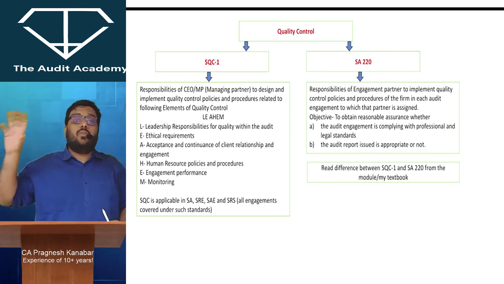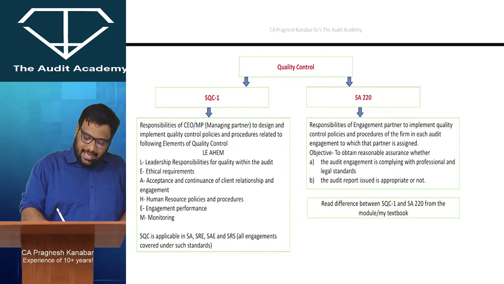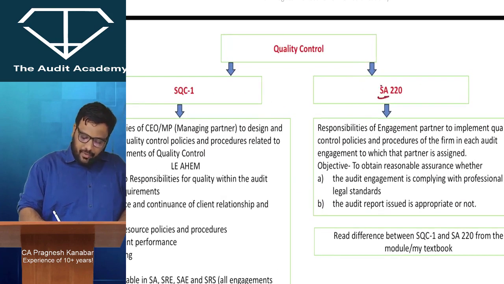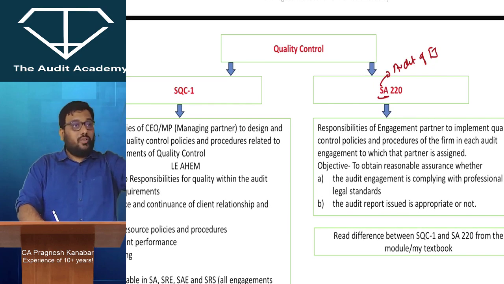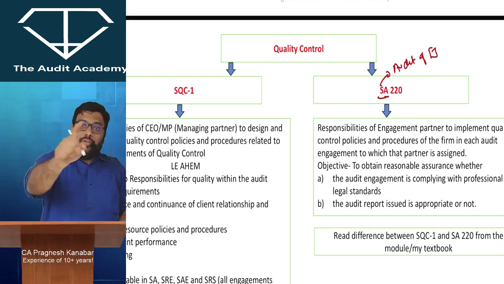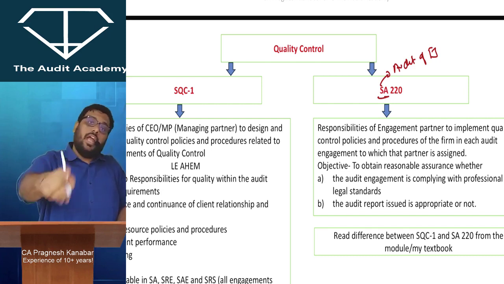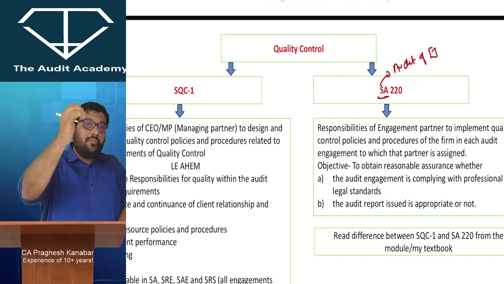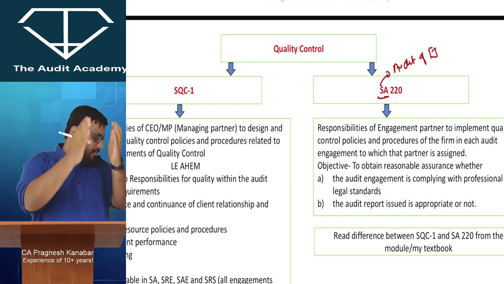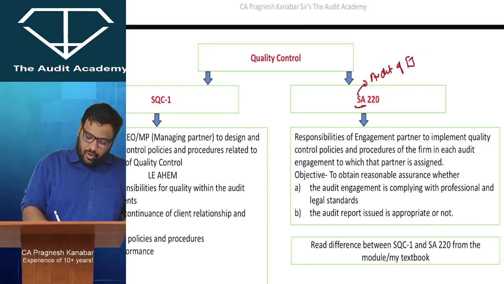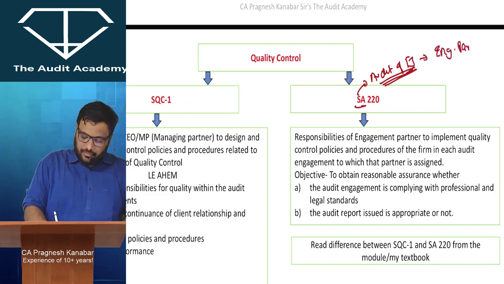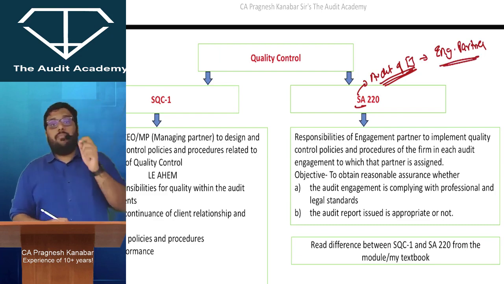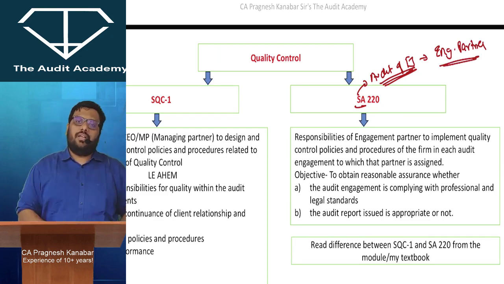Now let us talk about SA220. See, when I say SA, it obviously talks about audit of financial statements. Now imagine you are also a partner, you are handling audit of X Limited. So in that audit of X Limited, you will be in charge of maintaining the quality, and you have to implement the policies and procedures of the firm at your engagement level. That is SA220. So in audit of financial statements, the engagement partner is going to implement the quality control policies and procedures.